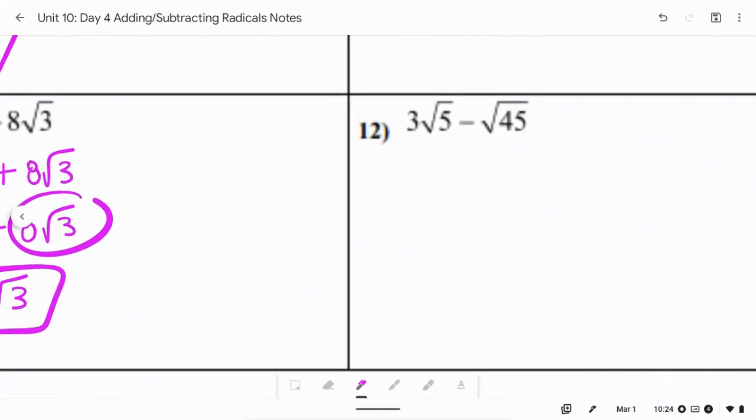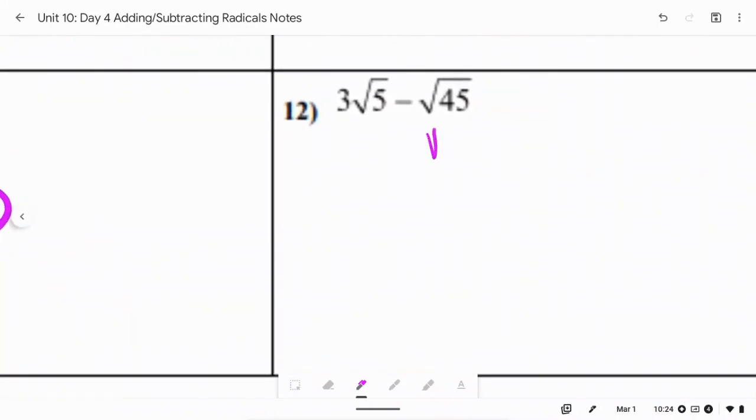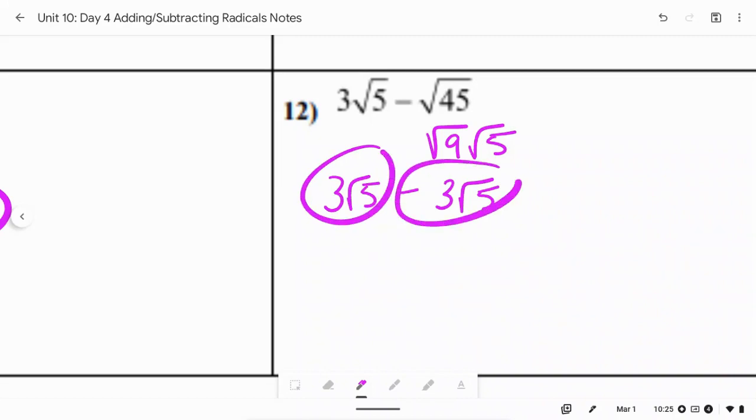In this last example, I can reduce the square root of 45 to 9 times 5, which becomes 3 square root 5, and then I'm going to bring down the 3 square root 5 minus. Now that they're like terms, I'm going to combine them, and they cancel out. So if they cancel out, then you would just write 0 as your final answer.